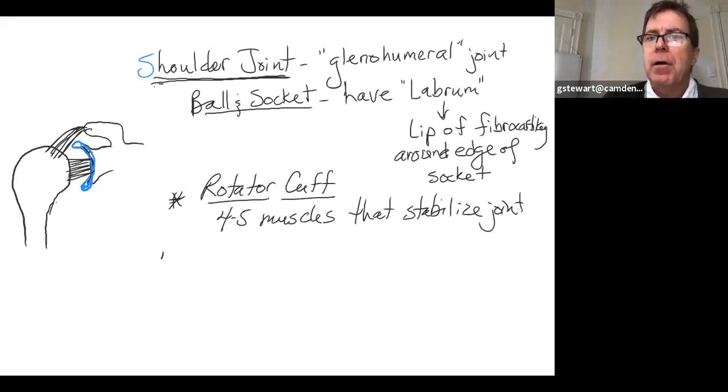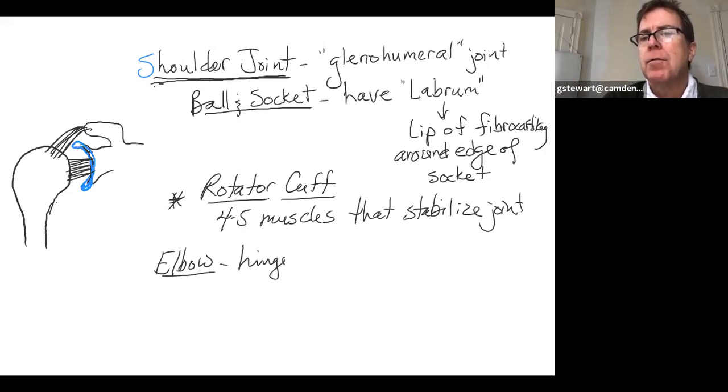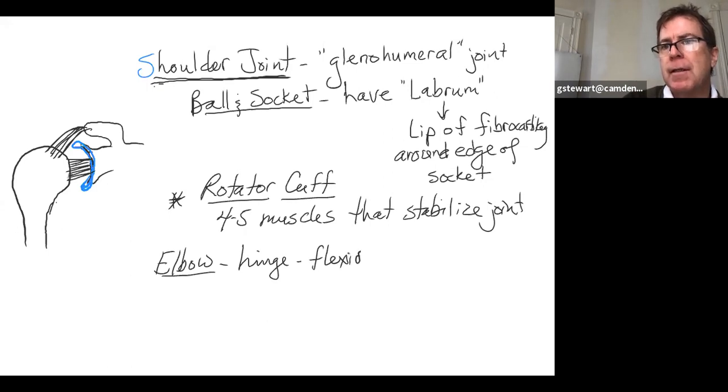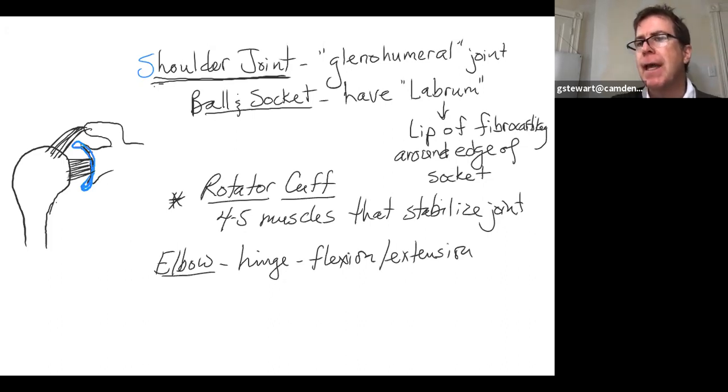All right, let's do the elbow, which now you know is a true hinge joint. That means it moves in a uniaxial fashion in a hinge-like movement. This elbow joint is predominantly for flexion and extension. So just bend your arm at the elbow and you'll see what it does. You flex and you extend, and that's pretty much it. It's a true hinge joint, so there's no rotation in that, or there shouldn't be whatsoever.